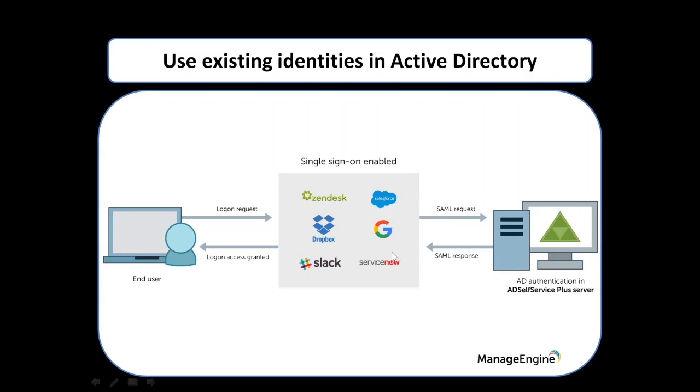So how will the request be passed right here? When a user tries to log into his Salesforce account, he will be redirected to the AD Self-Service Plus page instead of being asked for a password, where the user can use his Active Directory credentials, key in his username and password, and thereby successfully access the Salesforce account because the AD authentication is complete in the AD Self-Service Plus server. So this is exactly what I mean by making use of users' existing Active Directory identities as an authentication source to access applications.